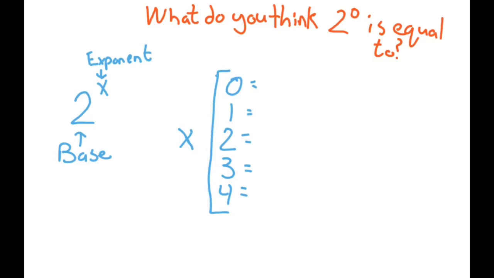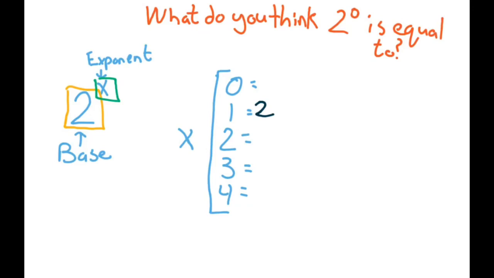So as we remember before, the large number, that's called our base. The smaller number, that's our exponent. So let's just examine 2 to the x power, 2 to the x. So 2 to the first, we know what that is. That's equal to 2.